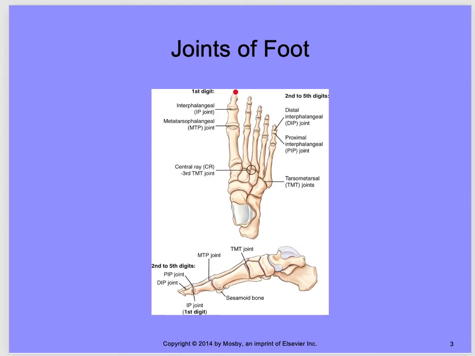So the first digit, the big toe, has the interphalangeal joint, the IP joint. Then it goes to the metatarsophalangeal joint, because you have your metatarsal and then your phalanx, the MTP joint. In the second to fifth digits, you have your distal, the DIP joint, the distal interphalangeal joint, and the proximal, the PIP, the proximal interphalangeal joint. Those are in digits 2 through 5.